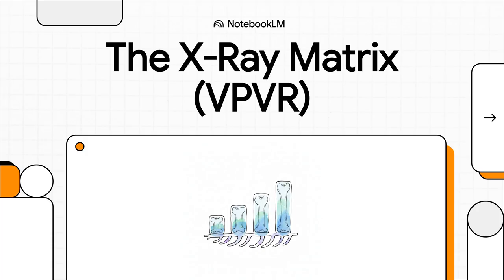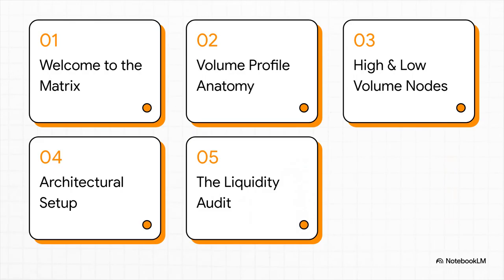That's exactly right. If you're ready to stop trading blindly and actually want to see the true, hidden skeleton of market liquidity, well, you're in exactly the right place. Let's get into it. Here is our blueprint for today. We're going to introduce the metrics, break down the anatomy of volume profile, map out our high and low nodes, define the architectural trade setup, and finally, finish up with a live liquidity audit.